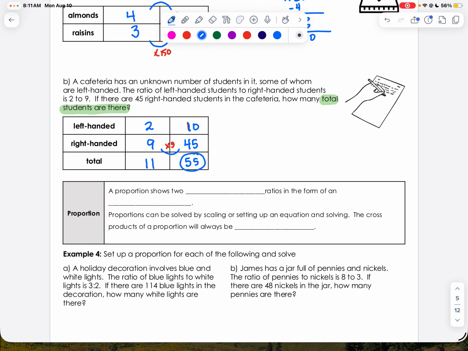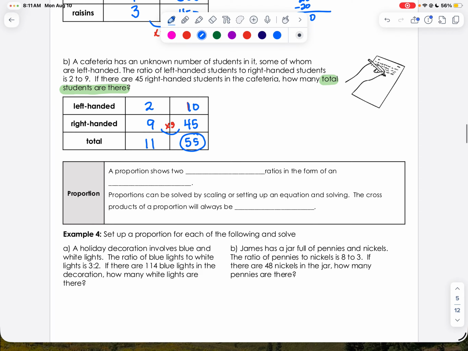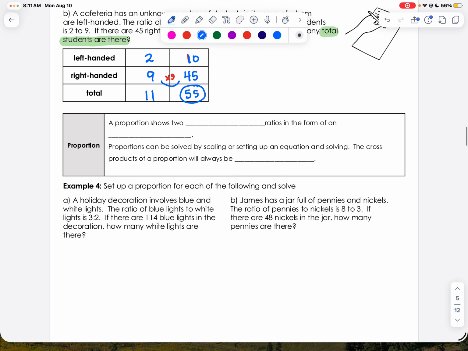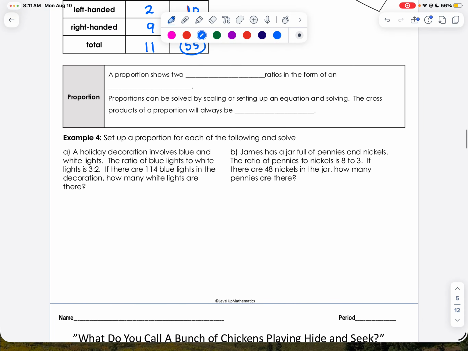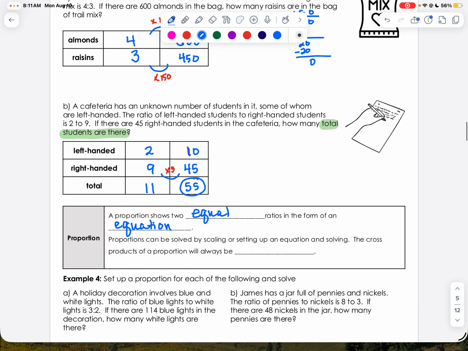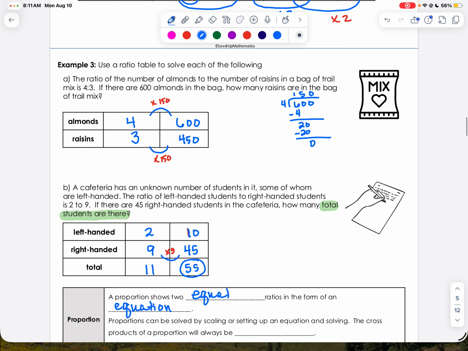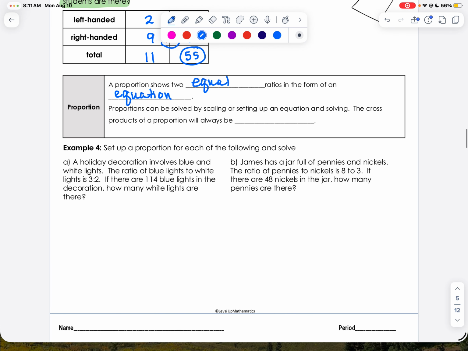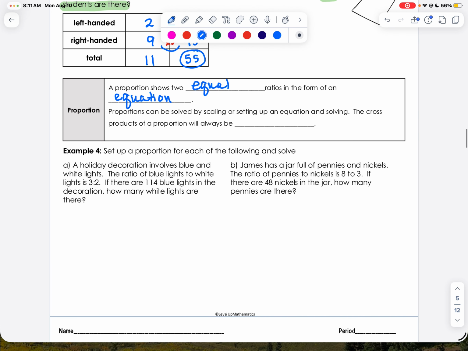Now, in previous grades, you may have also learned about something called a proportion. So a proportion shows 2 equal ratios in the form of an equation. Proportions can be solved by scaling, like we did up here where we scaled by 5 or we scaled by 150, or setting up an equation and solving.